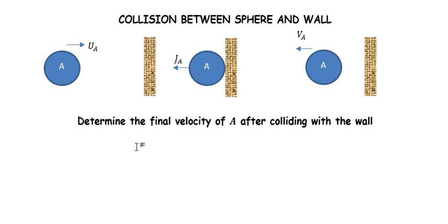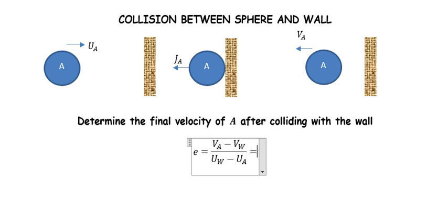Now, by the definition of Newton's law of restitution, the coefficient of restitution between the two colliding bodies is equal to the velocity of separation over the velocity of approach. Like I said, I always like to begin with my sphere: VA minus V wall, divided by U wall minus UA. Now this is velocity and not speed, so we have to take into consideration the direction.